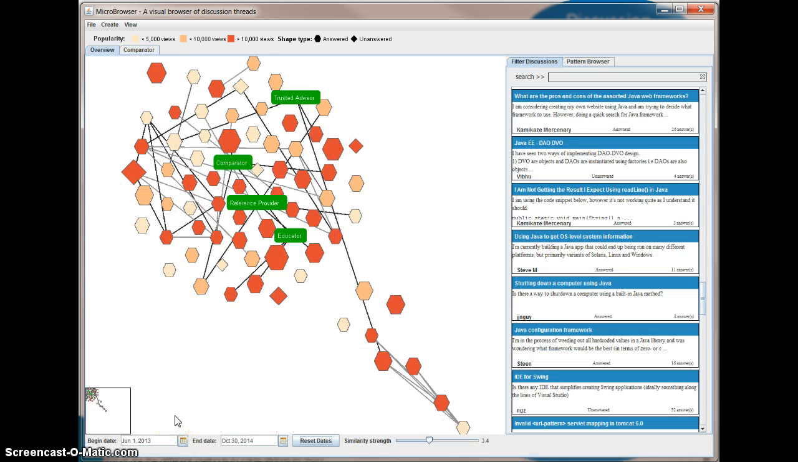In conclusion, MicroBrowser is a knowledge discovery and creation system for educational settings. Its major contributions include the use of a 2D visualization that uses time information and relationship between discussion threads, and the use of patterns to help students to discover and create knowledge.